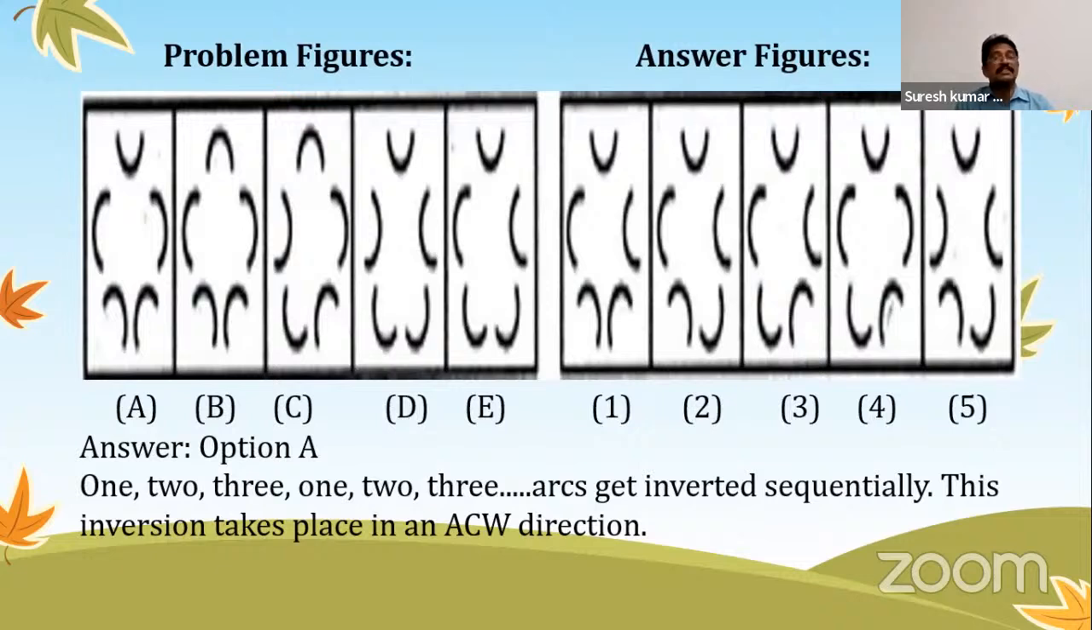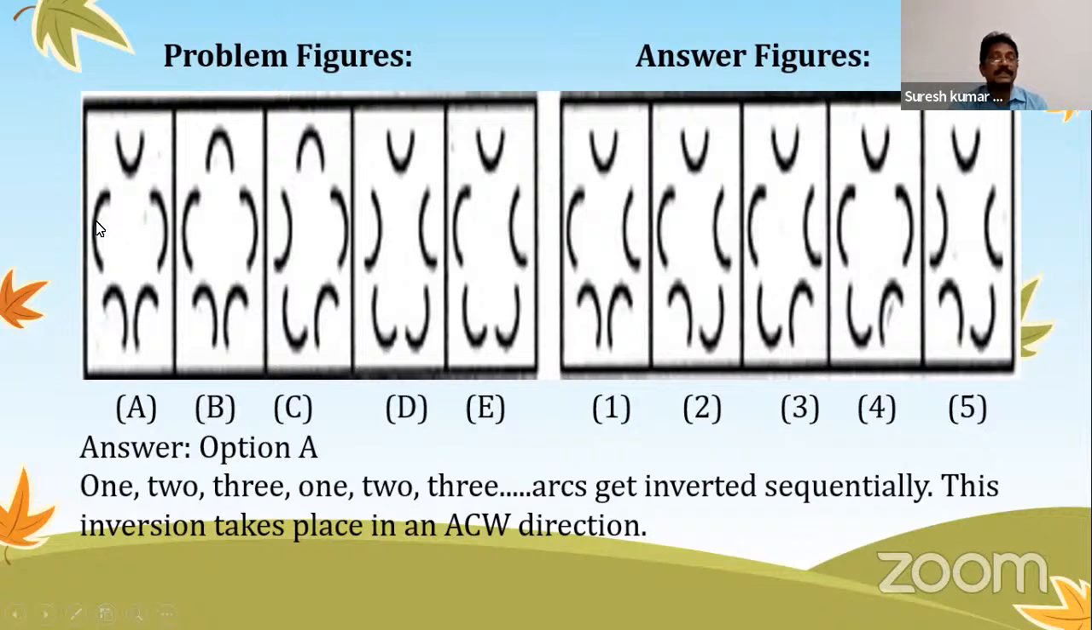When you see the problem figures and answer figures, here there are curves. So 1, 2, 3 arcs get inverted sequentially, and this inversion takes place in anti-clockwise direction. Now verify. This arc is inverted here. This arc is inverted. Here the arc is inverted. Here the arc should be inverted. Okay, correct? 1, 2, 3, so inverted.